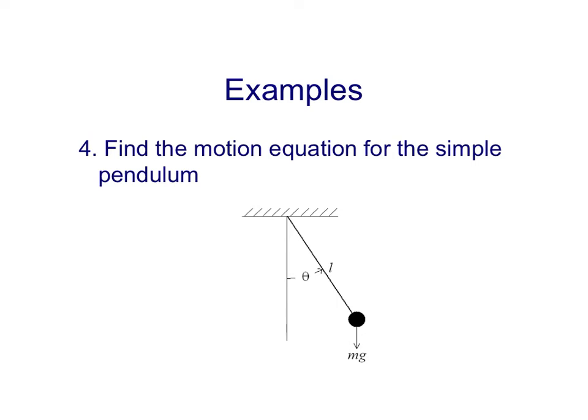Let us do another example. Let us find the motion equation for the simple pendulum here. So we're going to have some pendulum. We have the weight, m times g. We have the length of the pendulum, and we have our variable, which is theta.